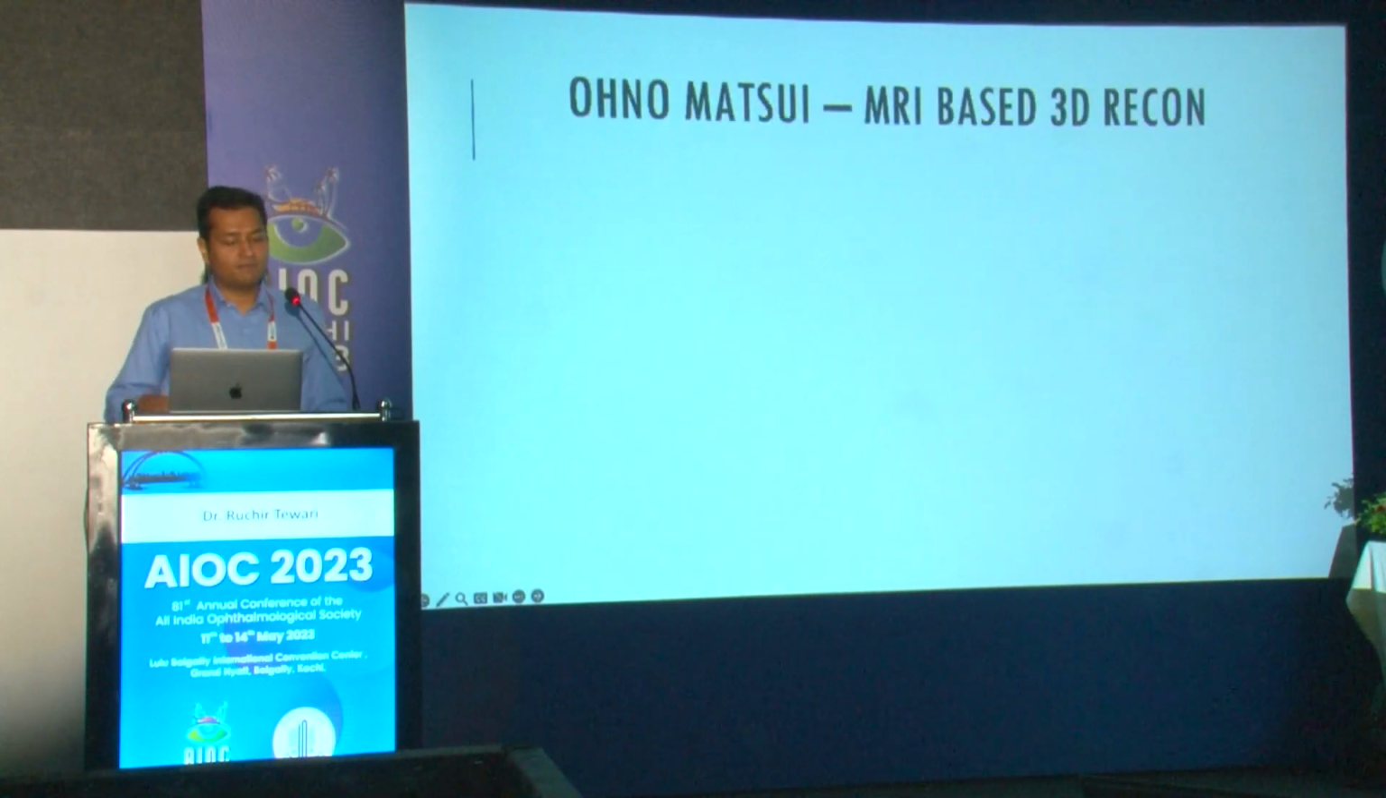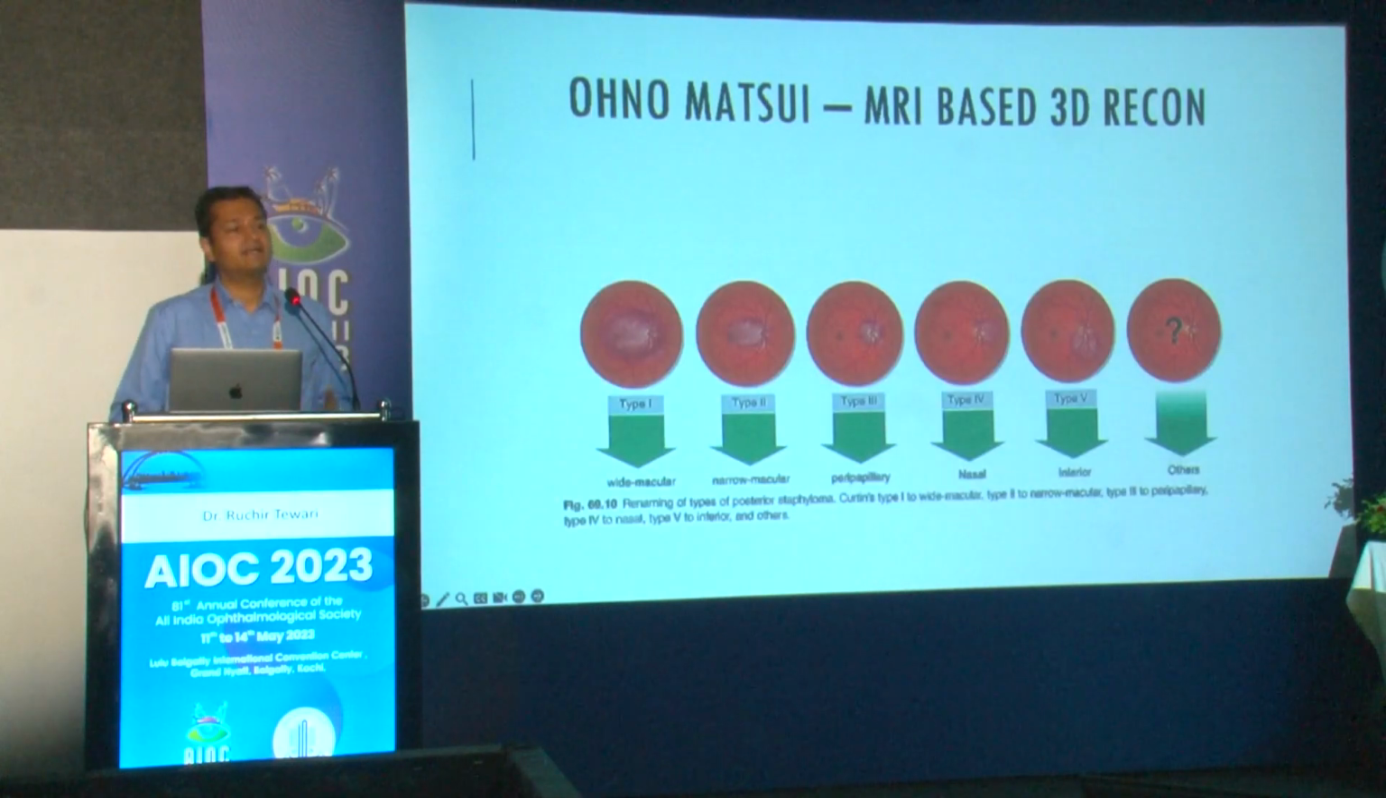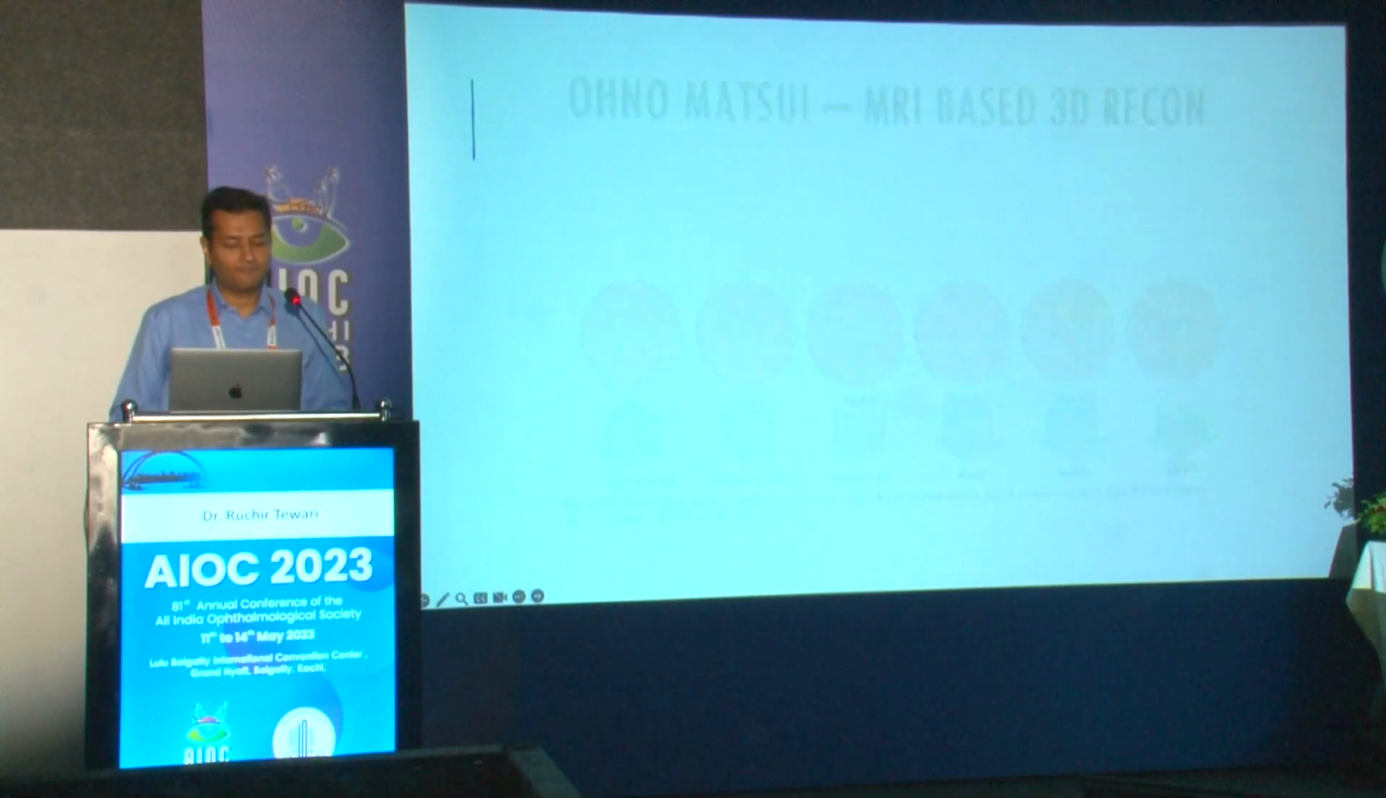This was added upon by Ohno-Matsui, who did an MRI-based 3D reconstruction of the eyeball to describe the different types of Curtin staphyloma, and this led to a renaming of most of the Curtin type staphyloma into wide macular, narrow macular, peripapillary, nasal and inferior, and the other types, simply because the number of patients you see with these types of staphyloma vary according to the type of staphyloma that is there.